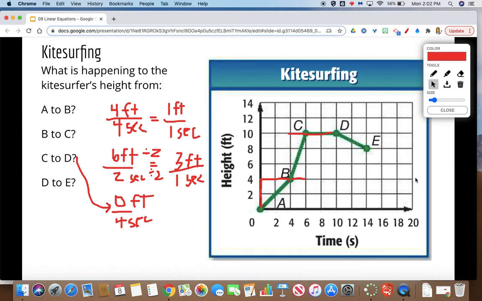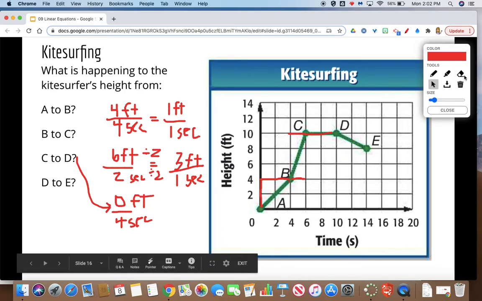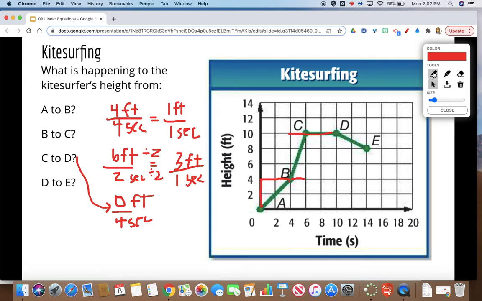And my very last set of points would be from point D to E. What happened here? It looks like height-wise we went down 2 feet in 4 seconds over 2 whole boxes. And that was a decrease in height, so we could use a negative there to represent that. And that would simplify to down 1 foot every 2 seconds.